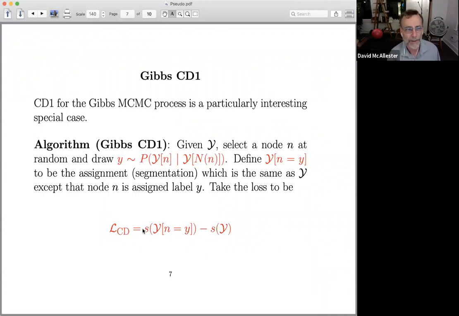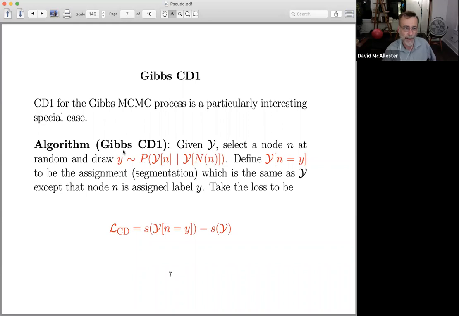Okay, now there's a theorem associated with contrastive divergence. If you take the Gibbs process, that's an MCMC process whose stationary distribution is the Gibbs distribution. We're aiming at making the stationary distribution the correct distribution. It's an MCMC process for sampling from the model distribution. Okay, so we take Gibbs CD1.